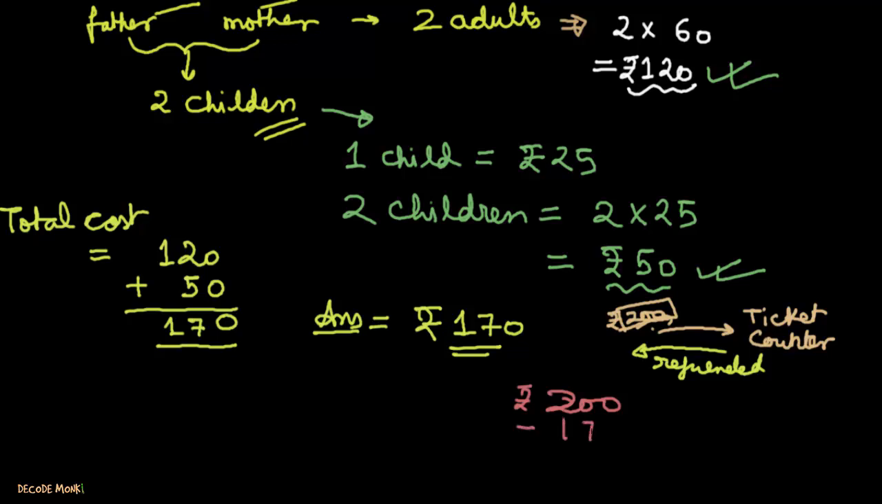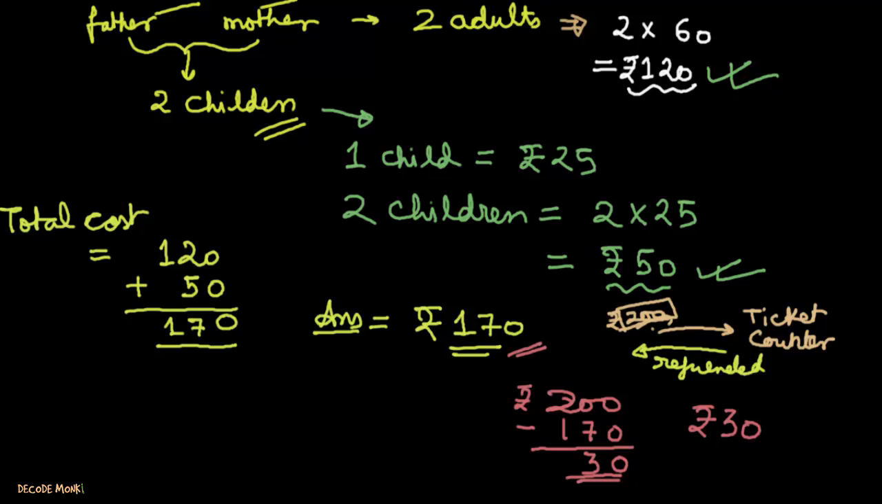For that you have to subtract the money you have to pay from the total money you have paid at the ticket counter. So the total money you have paid at the ticket counter is 200 and you are liable to pay 170, and if you subtract this you will get rupees 30. So rupees 30 needs to be refunded at the counter.